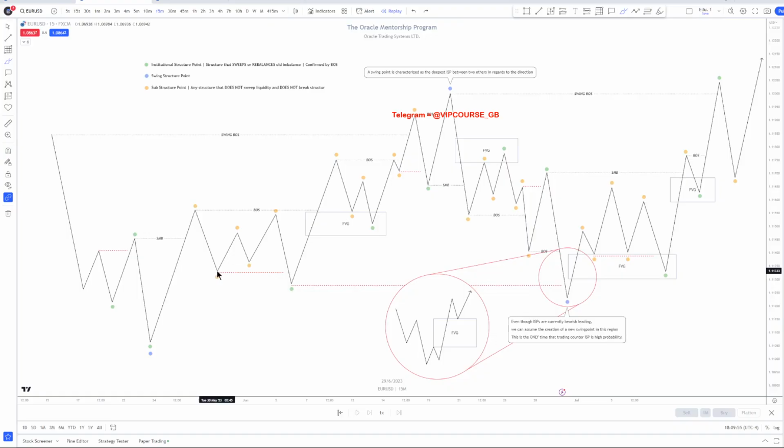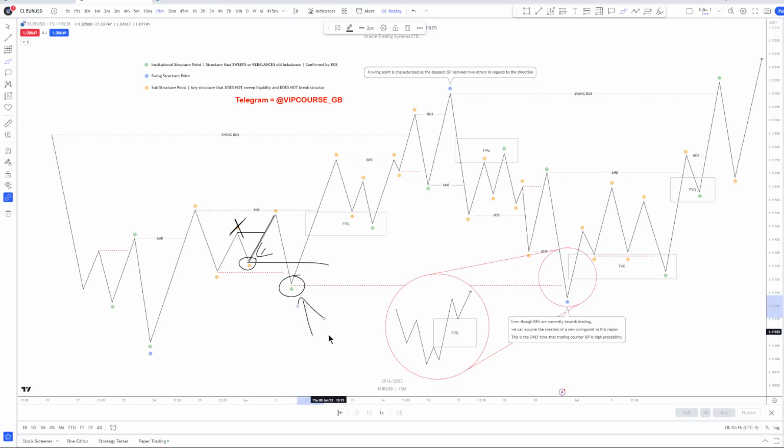In a situation like this, where we've pulled up, pulled down, this level here has not broken structure. Therefore, it is not liquidity. When we come up above here, this is not liquidity. But now, because this has broken structure, it is liquidity. And we can sweep it and expect potentially an ISP to form.